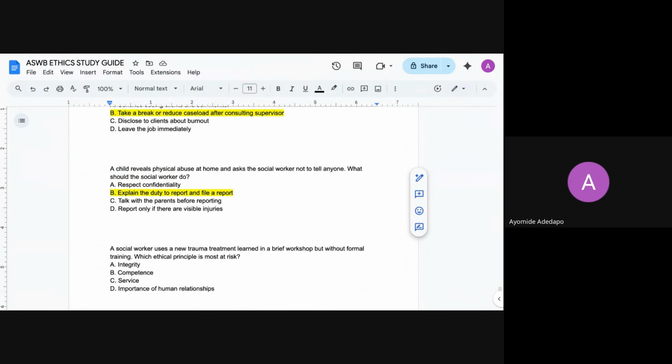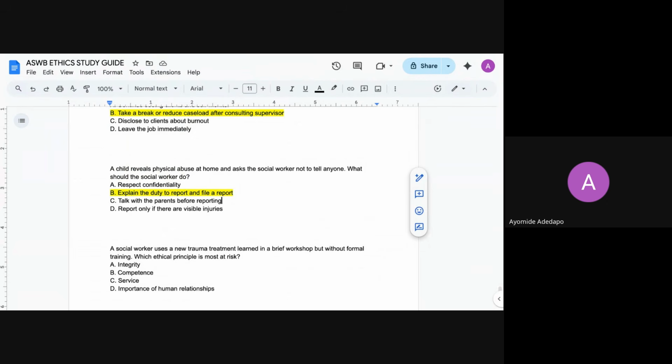And we got another one. So a social worker uses a new trauma treatment learned in a brief workshop without formal training. What ethical principle is most at risk? So is it integrity, competence, service, importance of human relationship. So what I say, if you are doing a modality that you're not trained in, what's being impacted? We're not competent in that model. We're not practicing in our scope of practice. So the answer here is going to be competence.